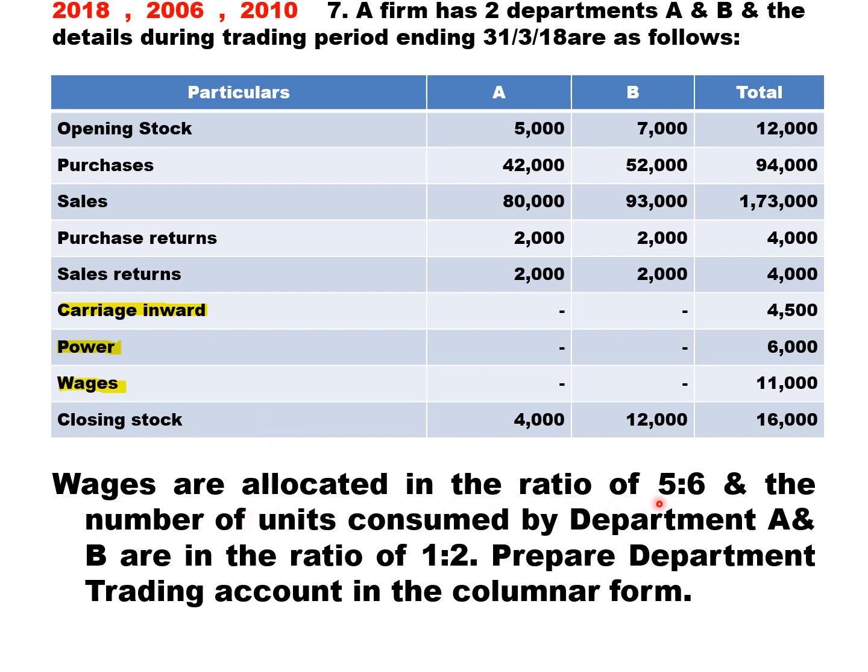Wages are allocated in the ratio of 5:6 and the number of units consumed by the departments A and B are in the ratio of 1:2. Prepare departmental trading account in the columnar form.